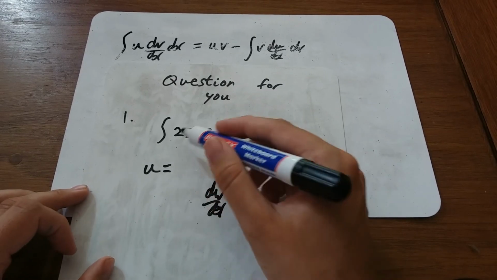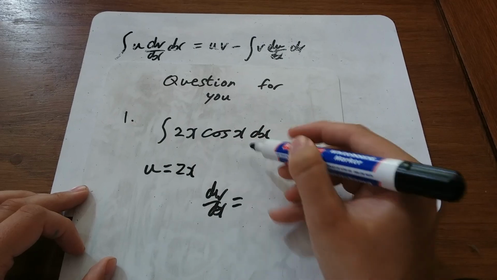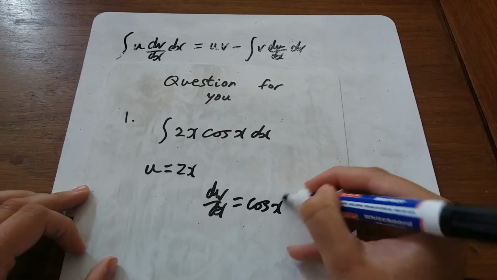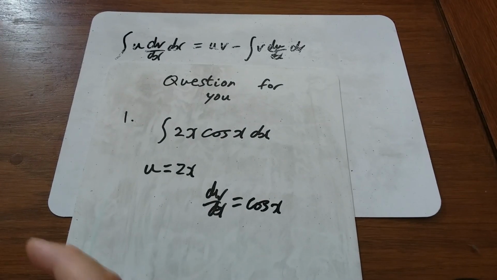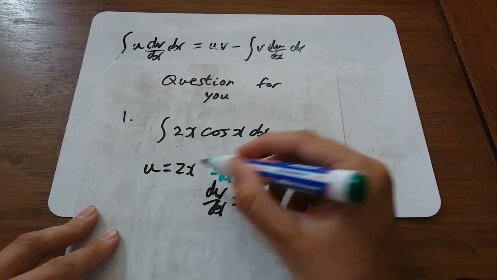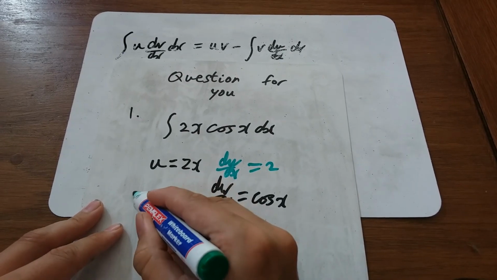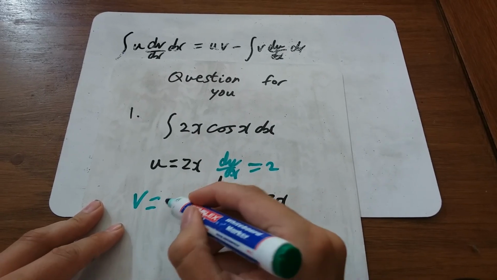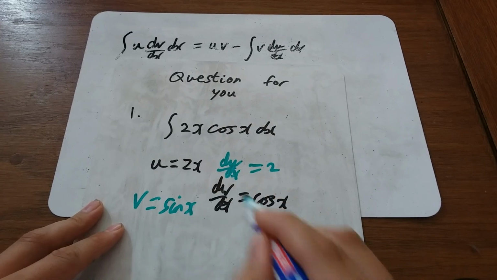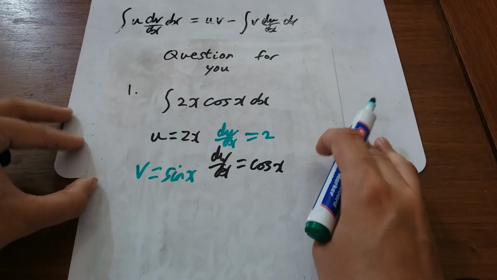Okay, we're going to pick u to be 2x. We're going to pick dv dx to be the other bit, cos x. Going to use a second colour. Differentiating, du dx, well, that's just 2. And this bit here, v equals sine of x. Cos integrates to sine. Very easy to get the minus sign wrong there.